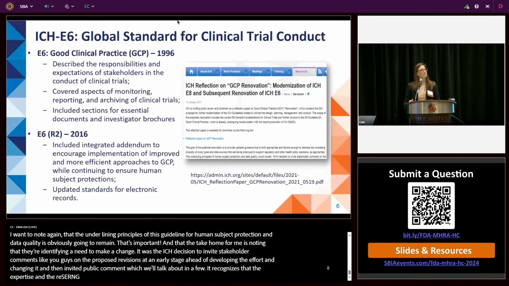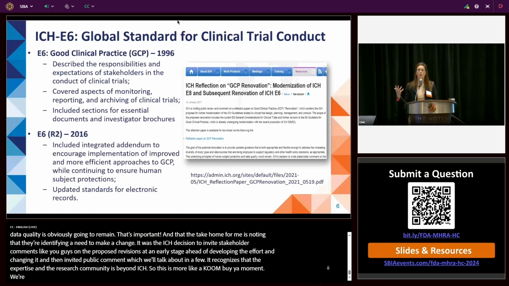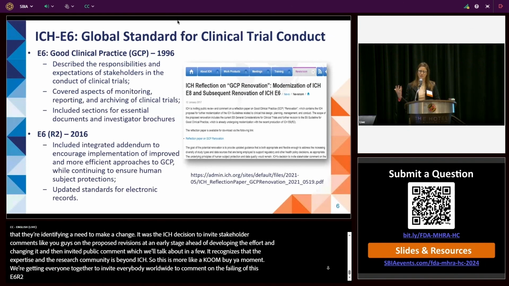So I thought it's more of like a kumbaya moment, okay? Remember kumbaya around the campfire? We're getting everybody together to invite everybody worldwide to comment on the failings of this E6R2 guideline and how to make it better and how to make it change for the better for R3.